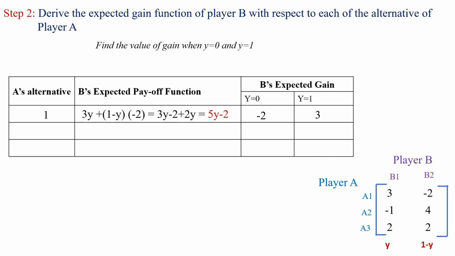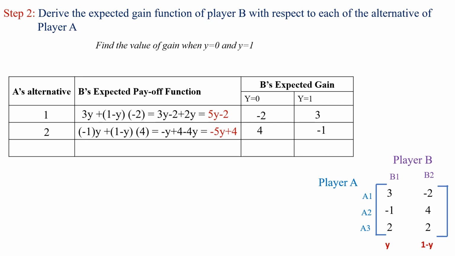Next, second alternative. B's expected payoff function is obtained by multiplying the second column elements with y and 1 minus y: minus 1 into y plus 1 minus y into 4. This becomes minus y plus 4 minus 4y. Then the payoff function equals minus 5y plus 4. Then I substitute y equal to 0 and y equal to 1, and the gain values become 4 and minus 1.